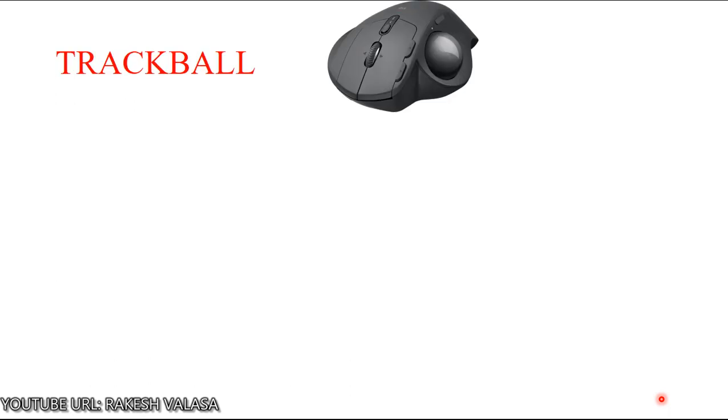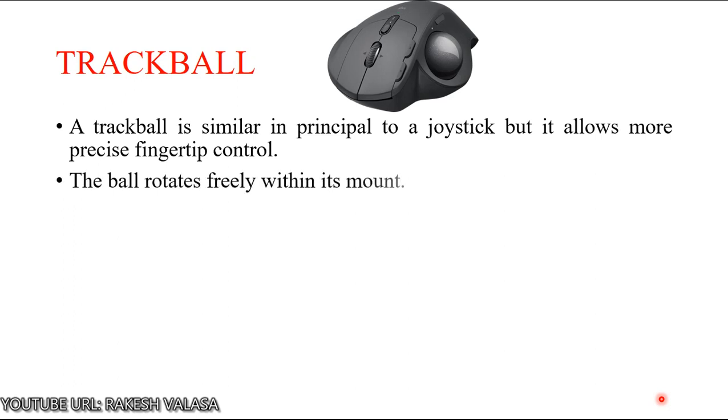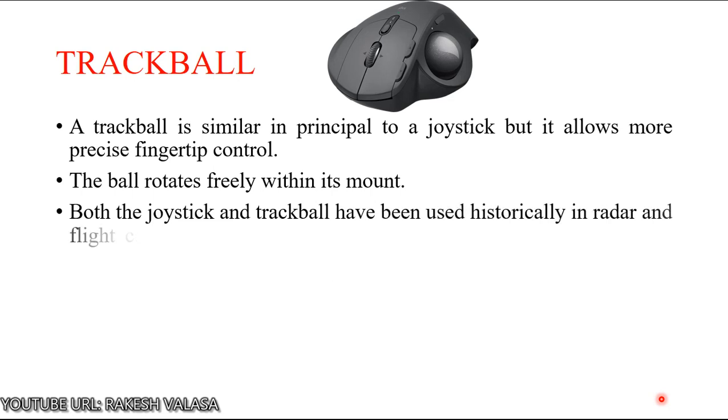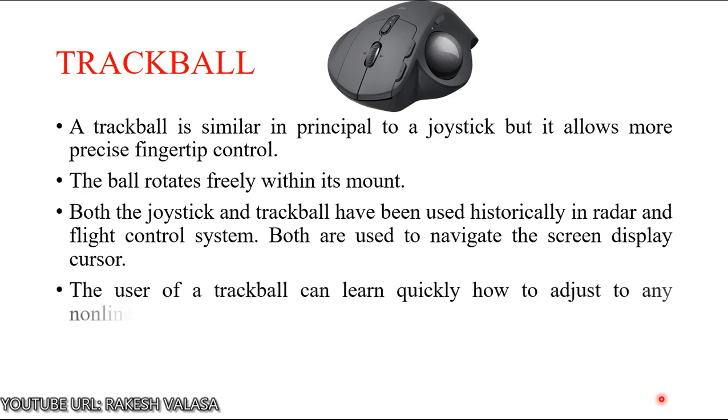Next one is the trackball. A trackball is similar in principle to a joystick but allows more precise fingertip control. The ball rotates freely within its mount. Both joystick and trackball have been used historically in radar and flight control systems. Both are used to navigate the screen display cursor. The user of a trackball can learn quickly how to adjust to any non-linearities in its performance.